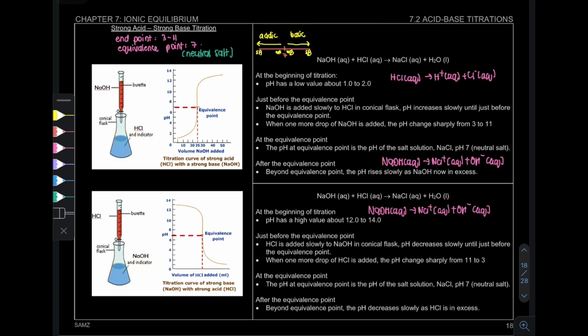Okay, so again, bila dia dah added slowly, once dah reach equivalent point, dah akan change sharply lah. Okay, dah akan change sharply to 3. So kiranya kenapa dia decrease? Sebab what we have in excess right now is our acid. And then maksudlah pH decreases slowly. Sebab kalau acidic is high, the pH would be low. Okay, that is for the case of strong acid, strong base.